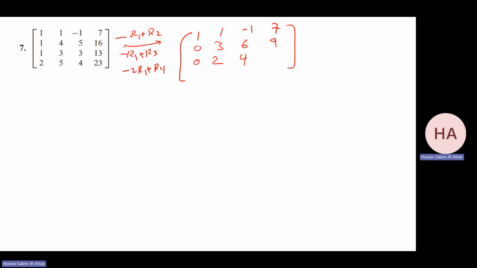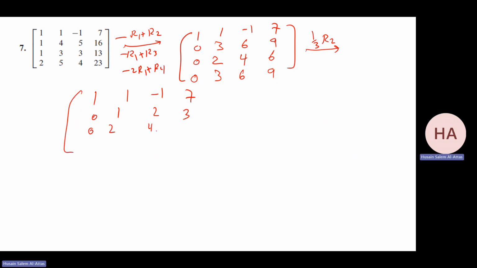-1 minus 7 plus 13, that is 6. So -2, that will be 0. -2 plus 5, that will be 3. -2, 2 plus 4, that will be 6. -14 plus 23, that is 9. So I divide the second row by 3 to get 1, 1, -1, 7, 0, 1, 2, 3. And very clear, the rank will be 2.